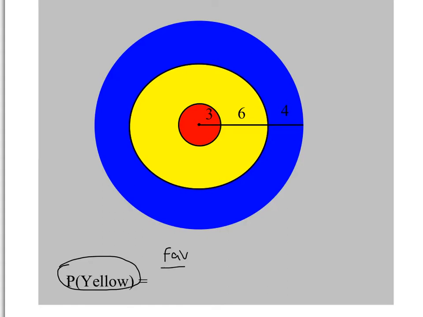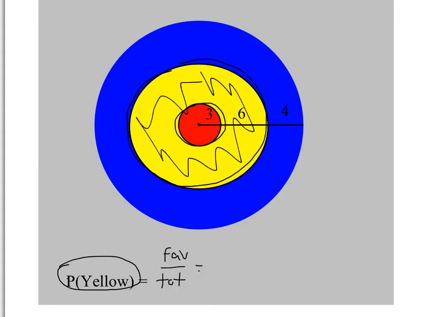Oops, what's this? Over total. Okay, let's find the favorable area here. We kind of did this yesterday a little bit. We can take the second circle in here and subtract the inner circle to find just our favorable area, right? This would just give us the area of the yellow, which is good.